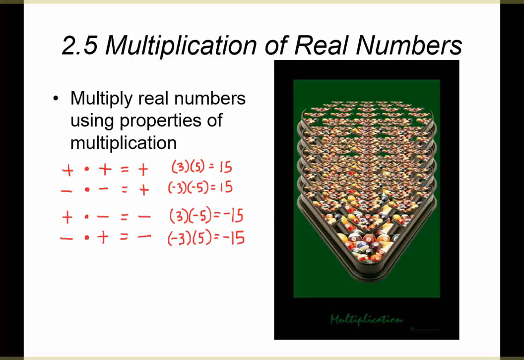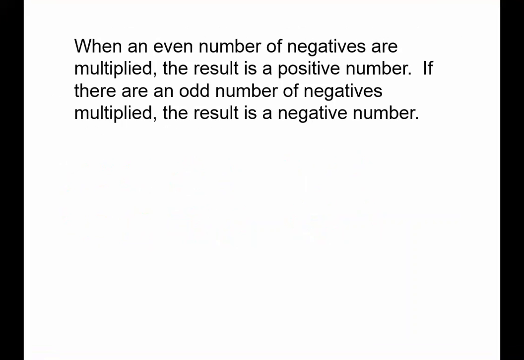And I used multiplication here, but you could also do this with division. A positive divided by a positive would be a positive. A negative divided by a negative would be a positive. A positive divided by a negative would be a negative. And a negative divided by a positive would be a negative number. Tonight you're mainly going to focus on multiplication though. Okay? So let's go ahead and get into it.